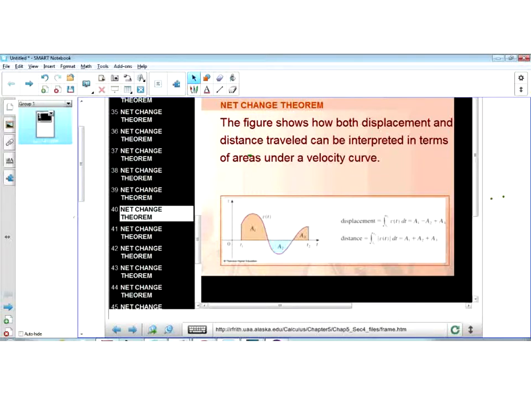Okay, so displacement, of course, is the net change. It would be A1 minus A2 plus A3, okay? And we recalled from section 5.1 that the area under the velocity curve is the distance traveled. And so the displacement would be the positive areas minus these areas under the curve, okay? But the total distance traveled would just be the sum of the absolute values of each of the displacements. So you can see the difference. The two quantities would be considered different. Distance versus displacement.